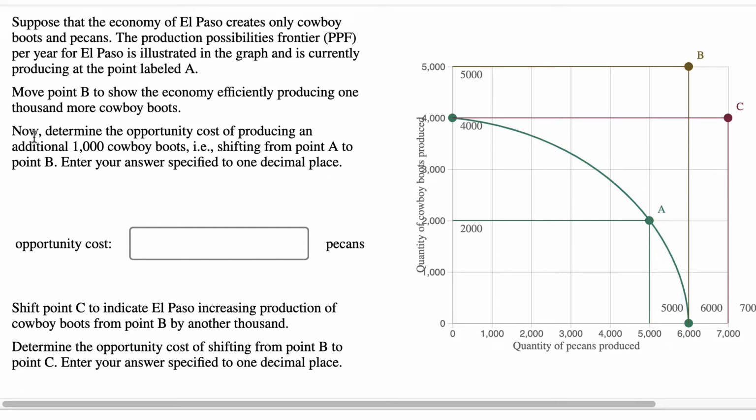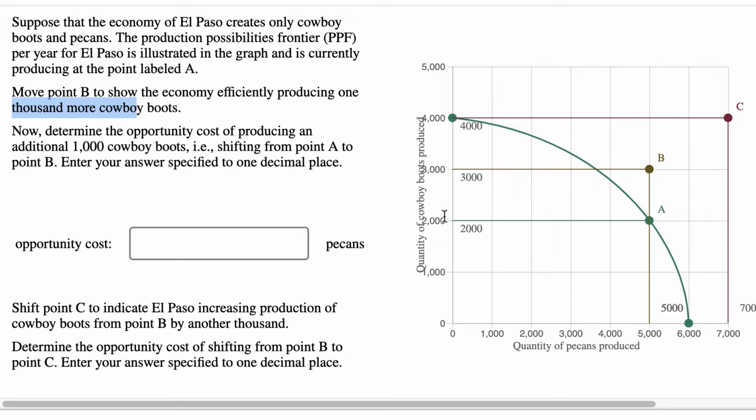Okay? It says now move point B to show the economy efficiently producing 1,000 more cowboy boots. So some key things to note: it says efficiently producing, so we want to move point B to where it's efficiently producing. And it says 1,000 more. Here on this axis is the cowboy boots being produced. We want to move it from A up 1,000, except we know that this point can't be outside the production possibilities frontier. That's kind of the whole point.